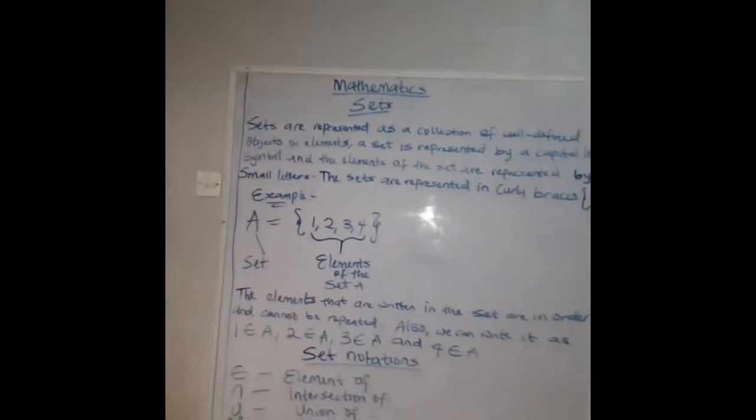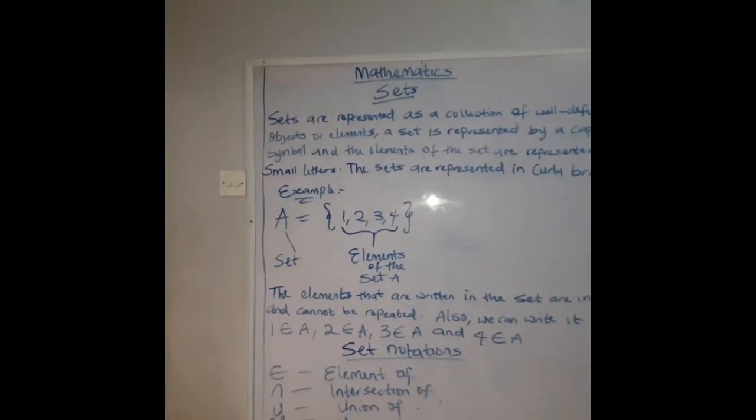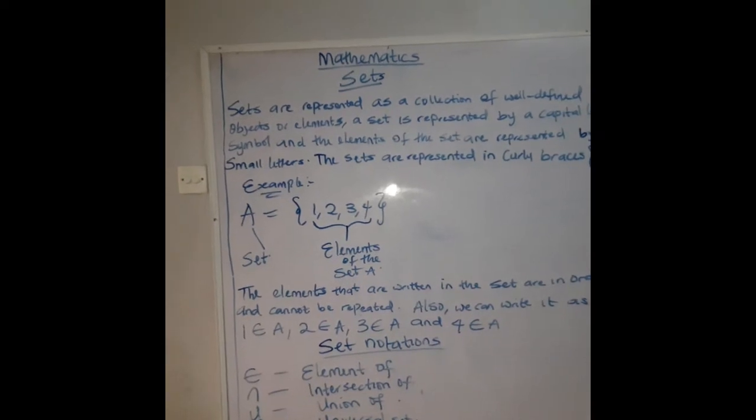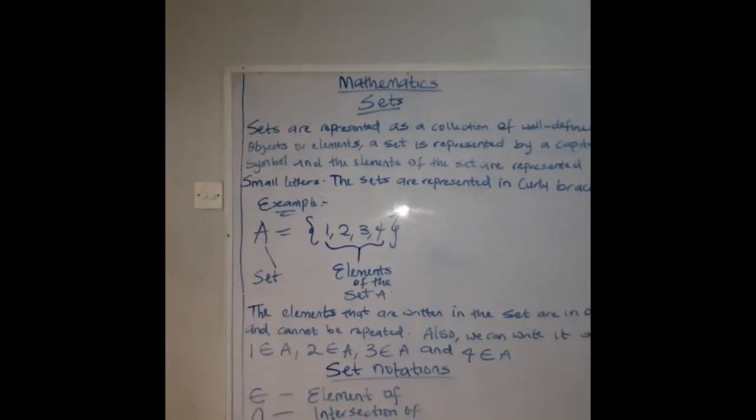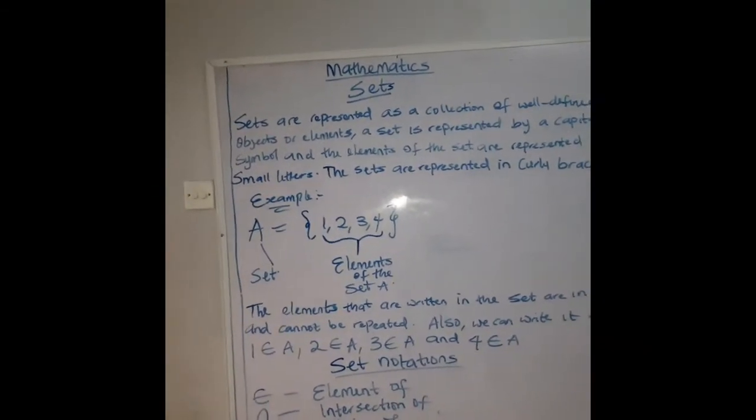So looking at the board, there is an example of a set. As you can see, the set there is set A. And what comprises set A? What are the elements of set A? Set A comprises the numbers 1, 2, 3, and 4.